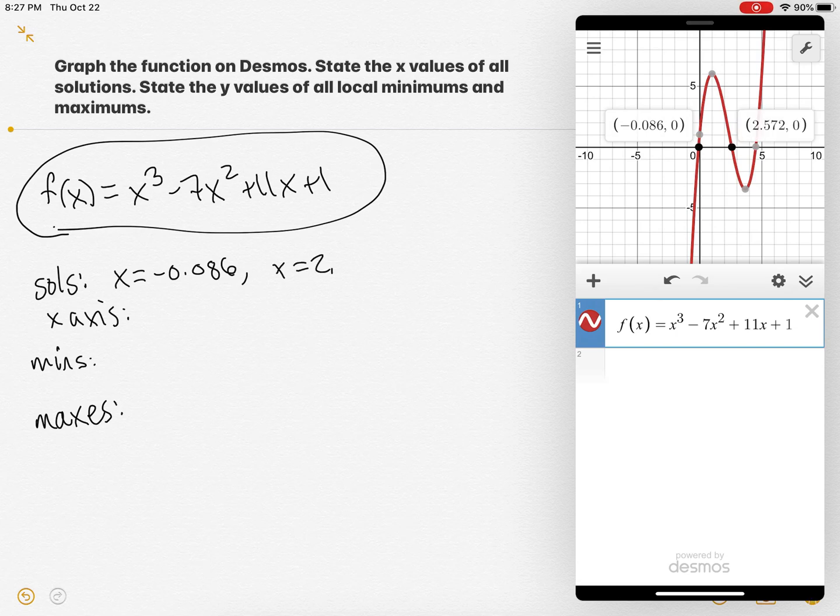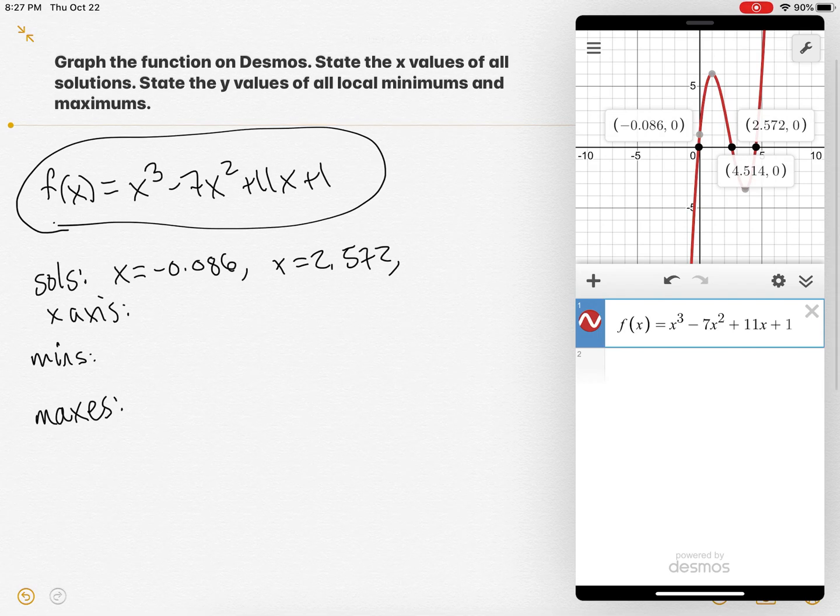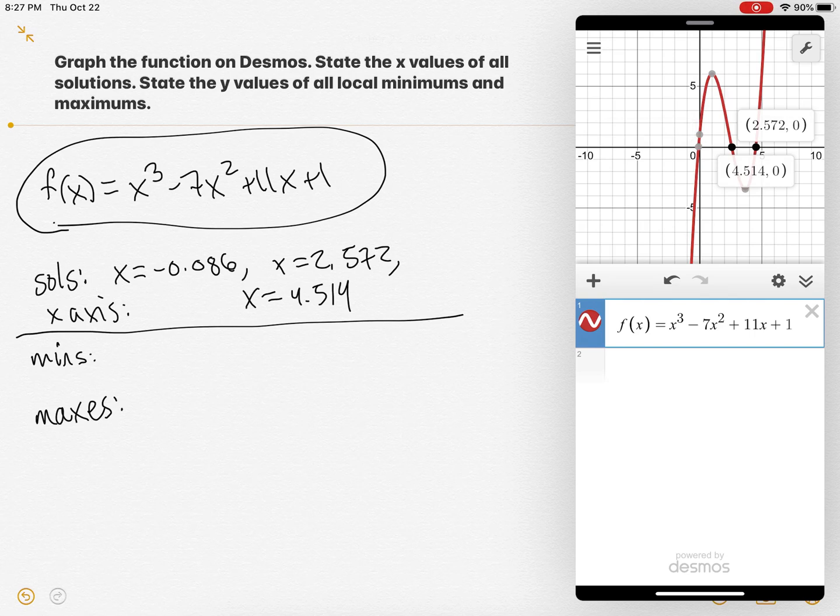We have another solution right here, x equals 2.572. And then one more, x equals 4.514. So those are all the solutions. When you're done looking at a point, if you click on it again, that box that comes up with the numbers will go away.